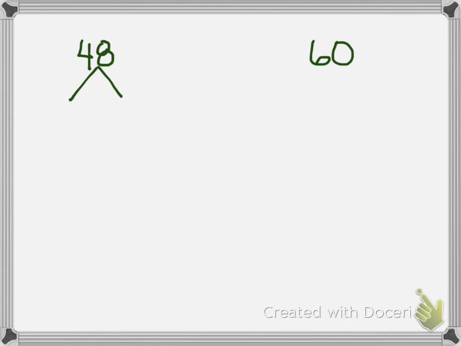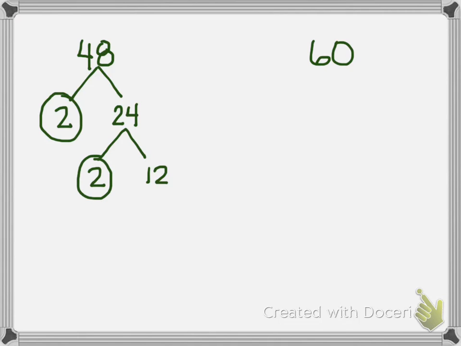So I know that 48 is even, so I'm going to say 2 times 24 is 48. So those two numbers multiplied together equal 48. And I know that 2 is a prime number, so I'm going to circle it. 24 is not a prime number. I can divide this. 24 can be divided into 2 times 12. And again, 2 is a prime number. 12 is not, so I'm going to keep going.